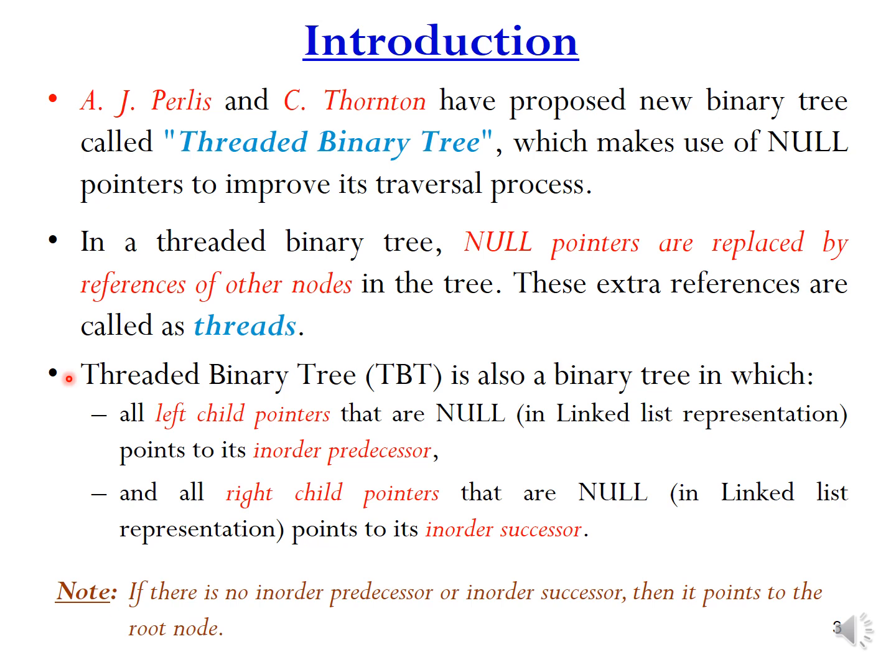A threaded binary tree is also a binary tree in which all left child pointers that are null in the linked representation point to the in-order predecessor, and all right child pointers that are null in the linked representation point to the in-order successor. Or we can say all left child pointers point to the in-order predecessor and right child pointers point to the in-order successor. It is to be noted here that if there is no in-order predecessor or in-order successor, then it points to the root node.